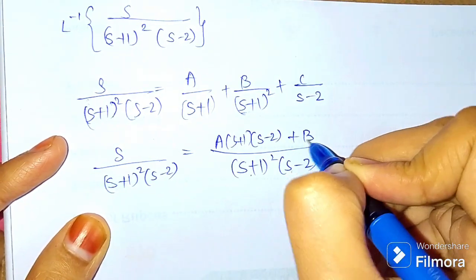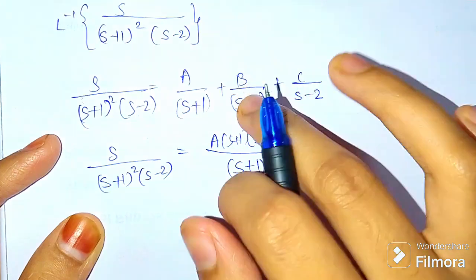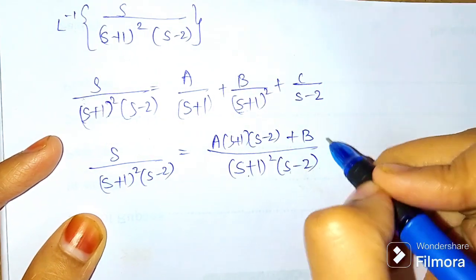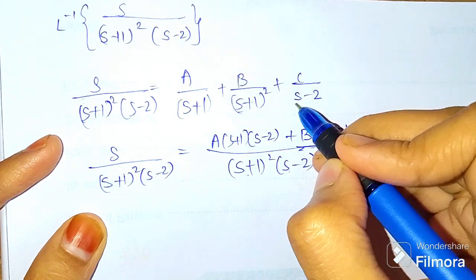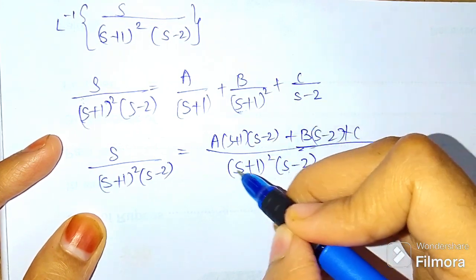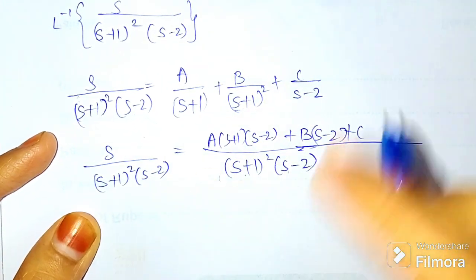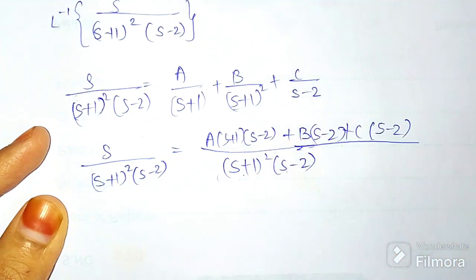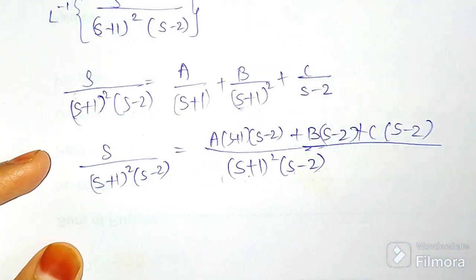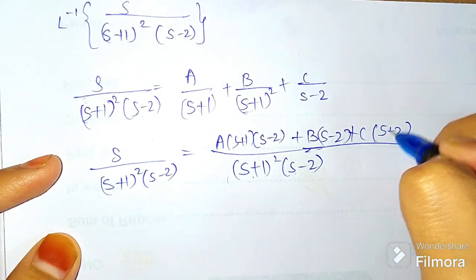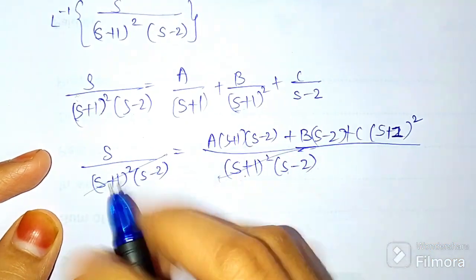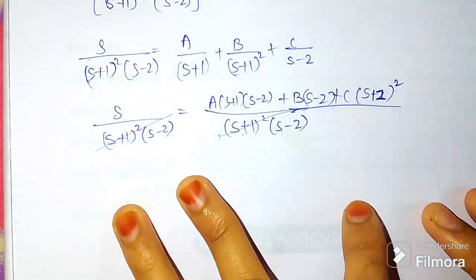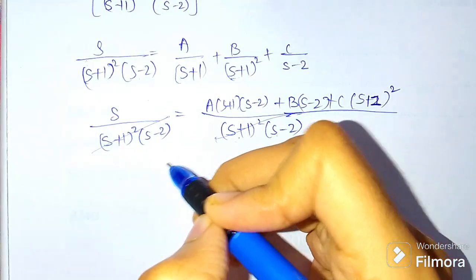Next, b into (s plus 1) whole square. What more should I multiply to get this denominator? I should multiply (s minus 2). Next, c is there, (s minus 2) I have. What more do I have to multiply? (s plus 1) whole square, to get that denominator. Okay, so now this is (s plus 1) whole square. So in this type of question we can use this method.